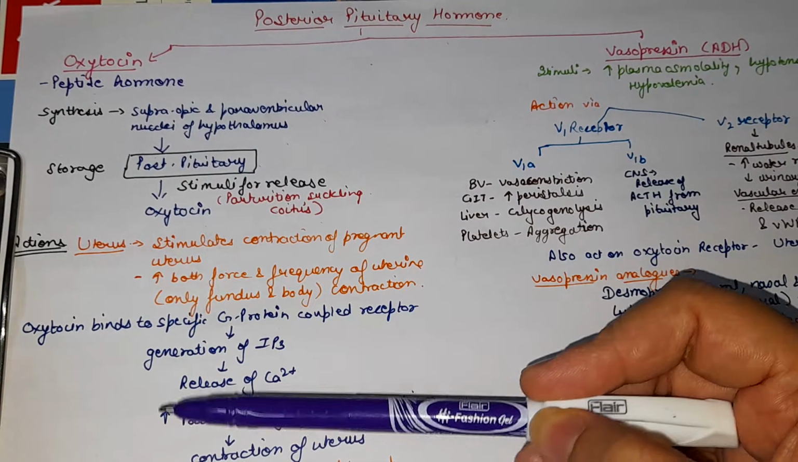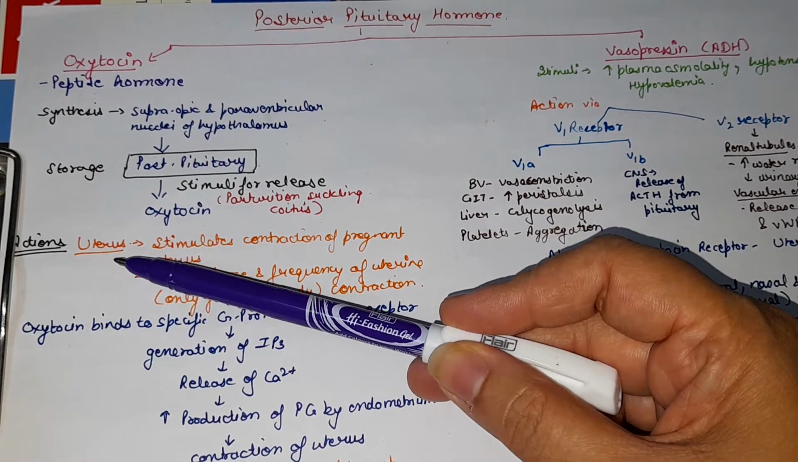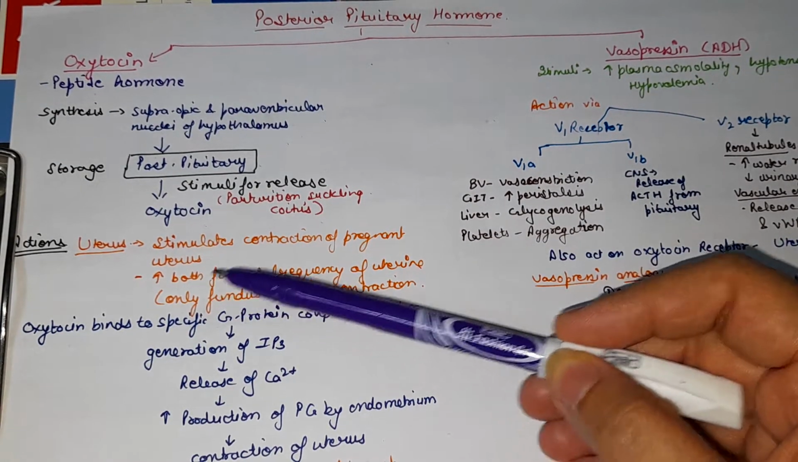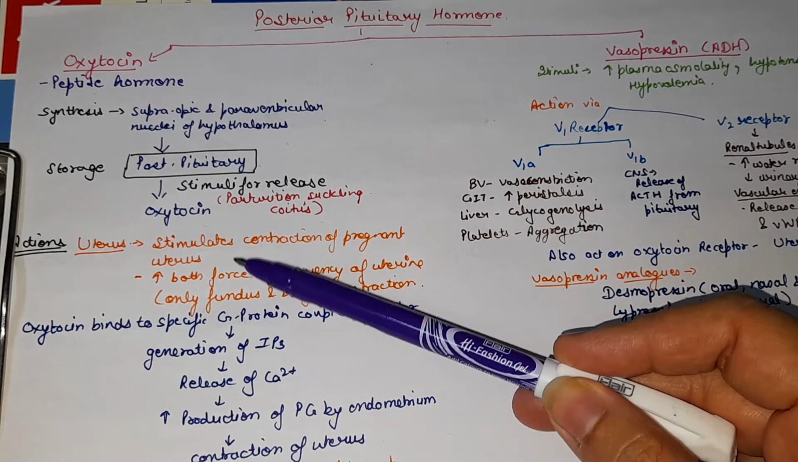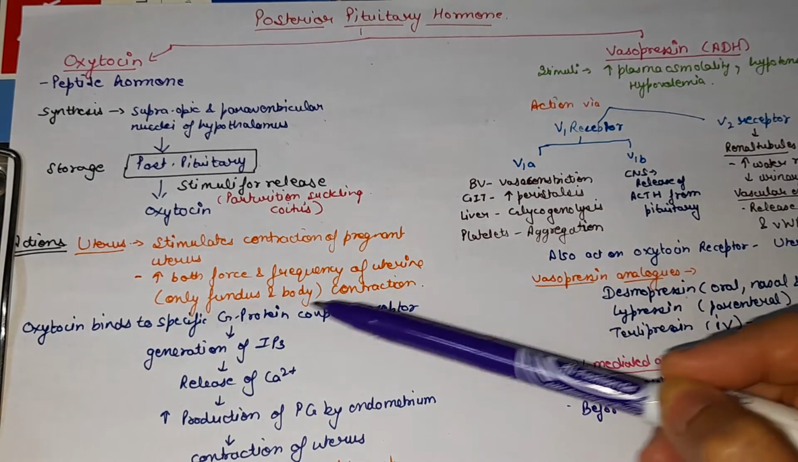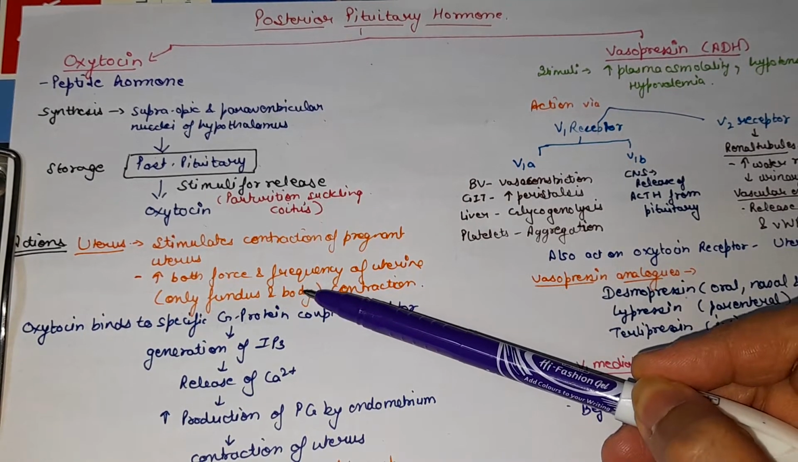Now coming to the pharmacological action of oxytocin. Its action on the uterus: oxytocin stimulates the contraction of the pregnant uterus. It increases both the force and frequency of the uterine contraction. It contracts only the body and fundus of the uterus.